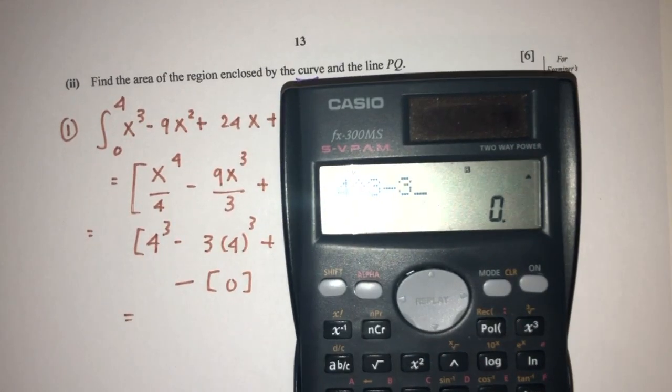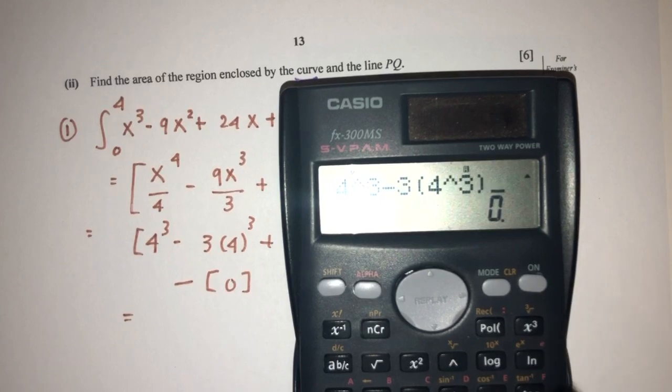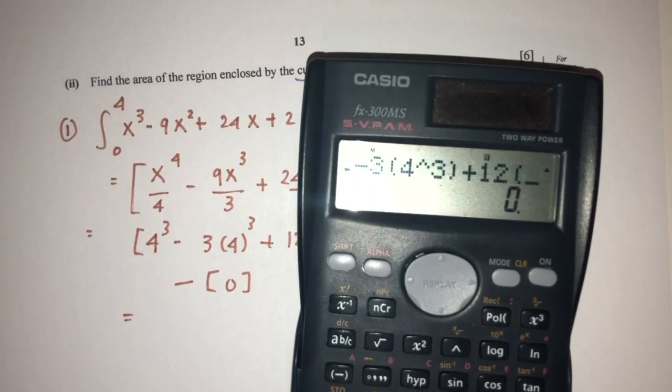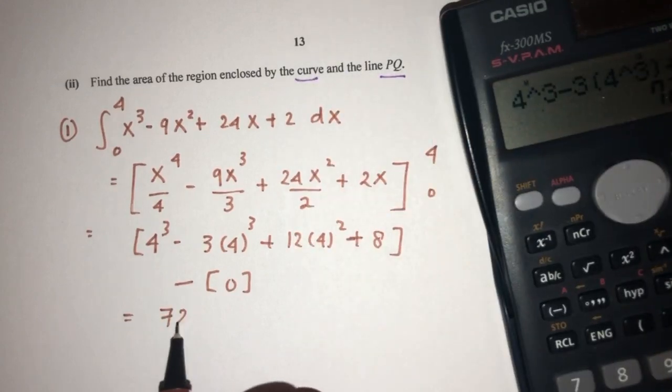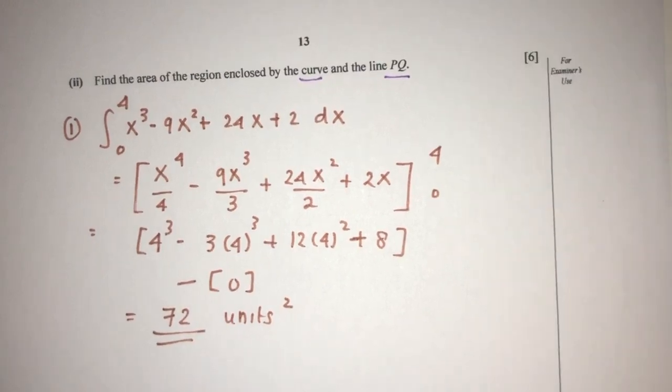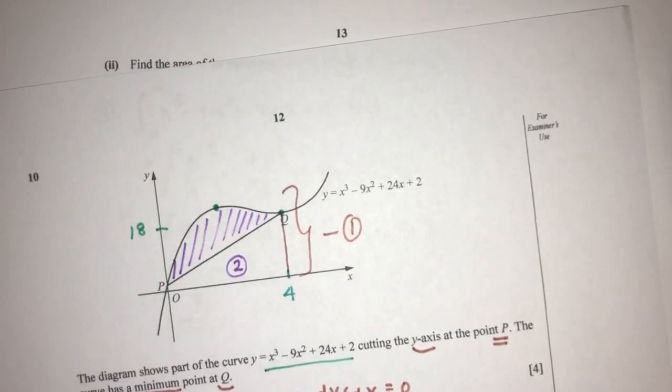Minus 3 power 4 power 3 plus 12 4 power 2 plus 8. That will give me 72 as my answer for the whole area. That is for part 1 only. Now we have to minus area number 2. Now how would you find area number 2?